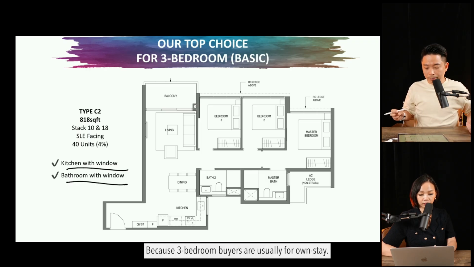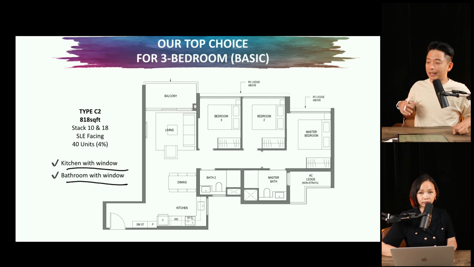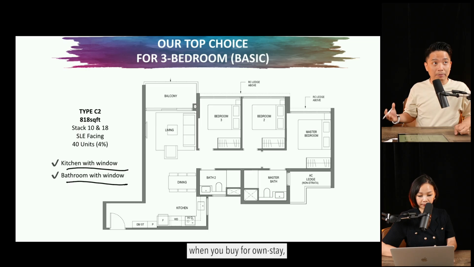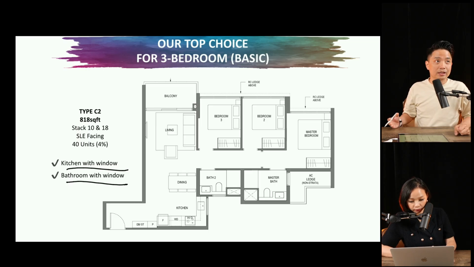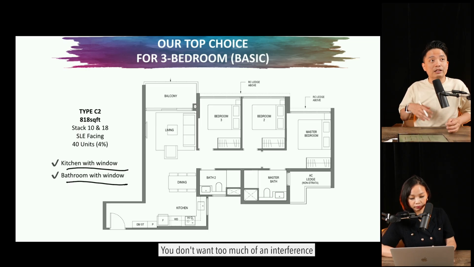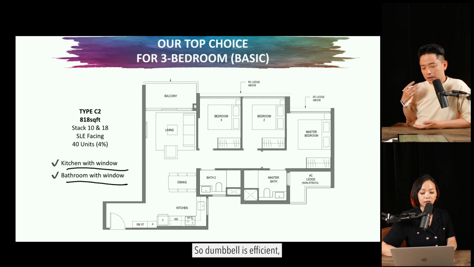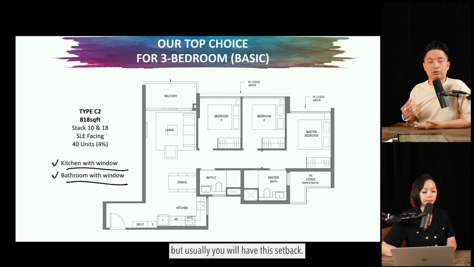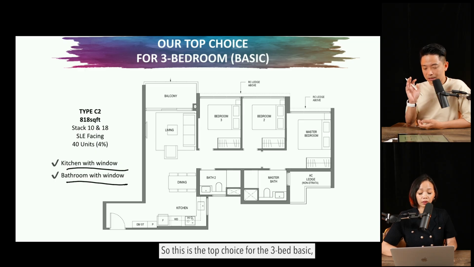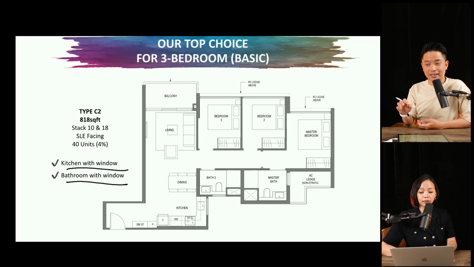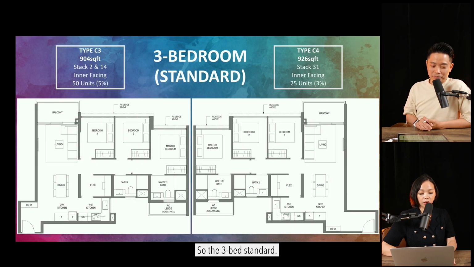3-bedroom. Because 3-bedroom buyers are usually for own stay, and when they buy for own stay, you want what? You want privacy. You don't want too much interference when inviting your friends to your house. They can see all your rooms. So dumbbell is efficient, but usually you will have this setback. So this is the top choice for the 3-bed basic. Not all the 3-bed. So the 3-bed standard.